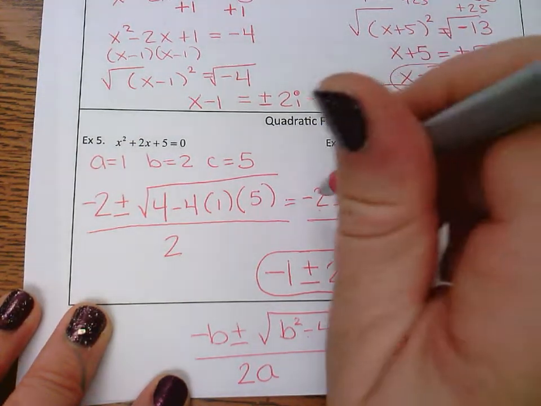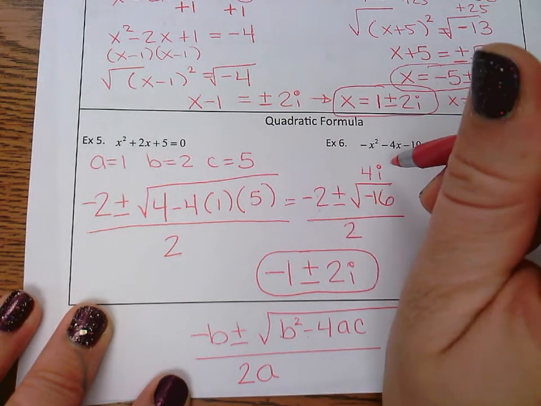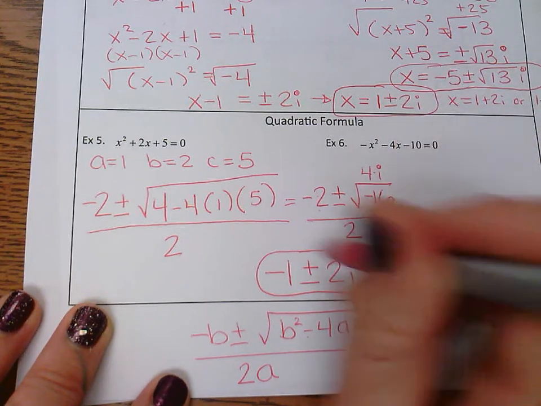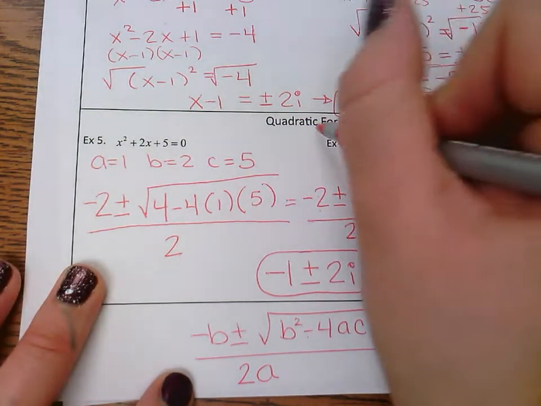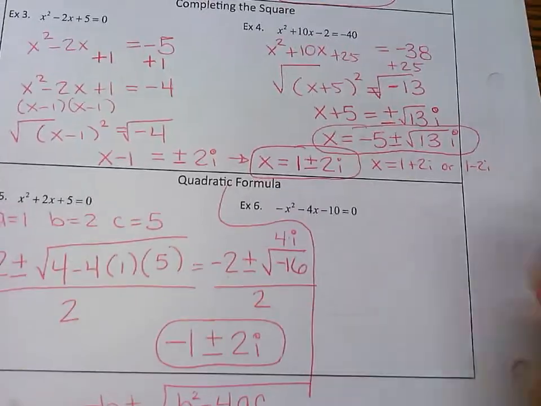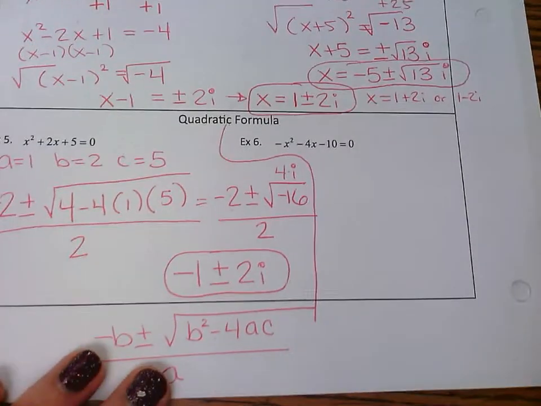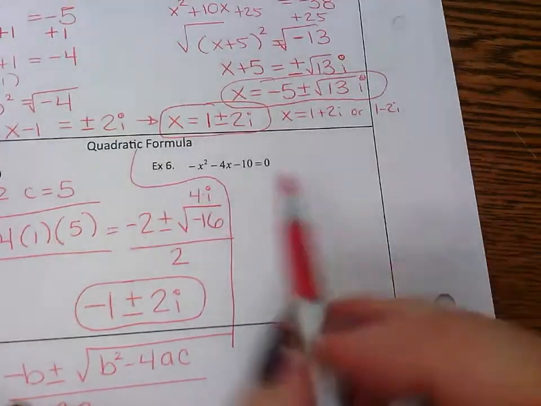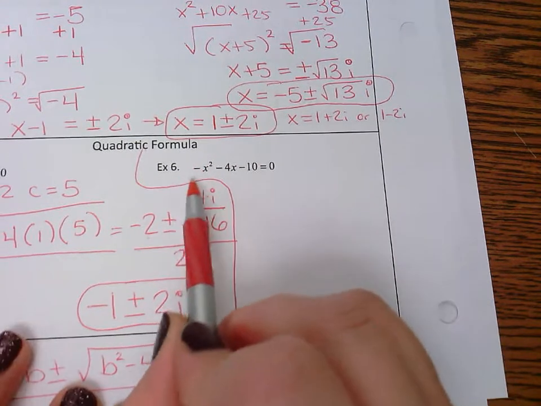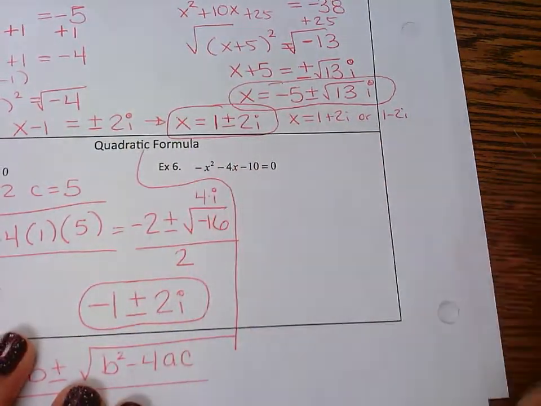So I did the negative 2 divided by 2 and the 4i divided by 2 so that I didn't have to worry about a fraction. So for the last problem here, you might want to pause the video and then check your answer. Little trick here. Oh no, not a trick. I was thinking a negative completing the square. This is just quadratic formula.